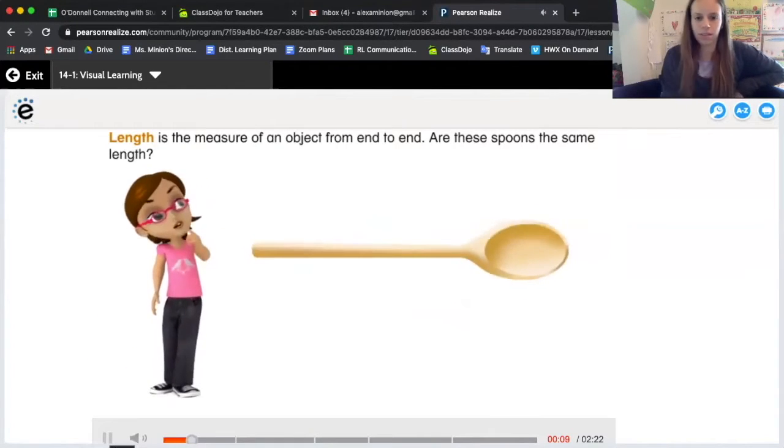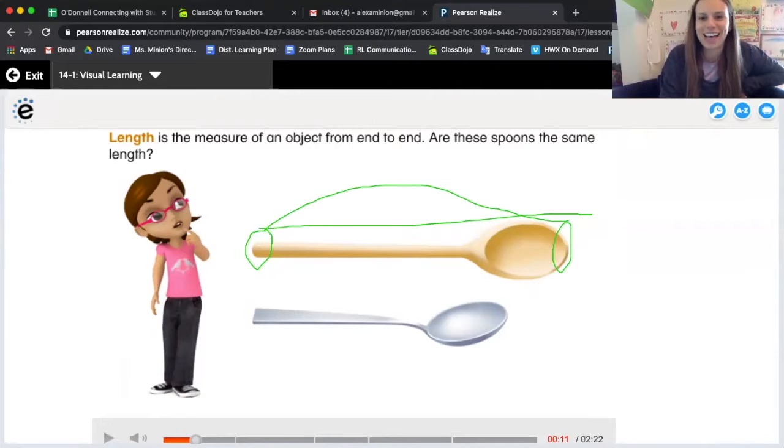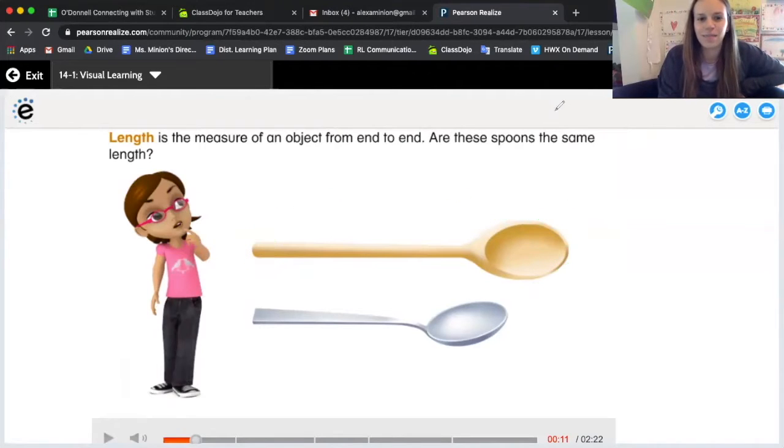Are these spoons the same length? Okay, we know length is the measure of an object from end to end. So from that end to that end. That's the length, except it doesn't go up. It goes straight across like that. Are these spoons the same length? No. Which one is longer? The wooden spoon or the metal spoon?